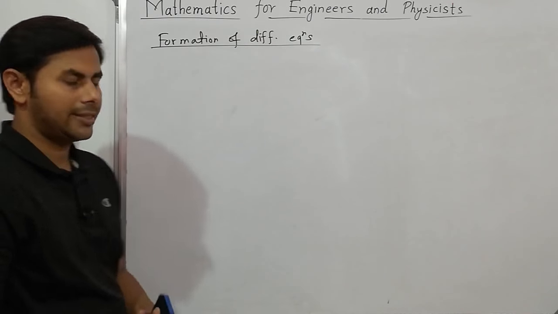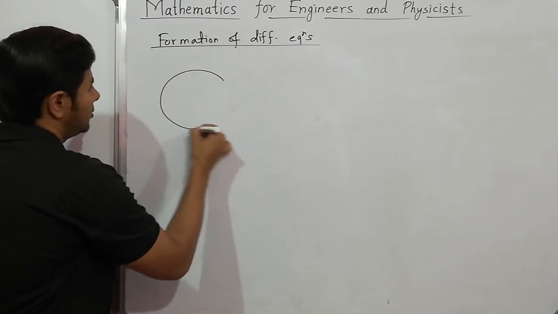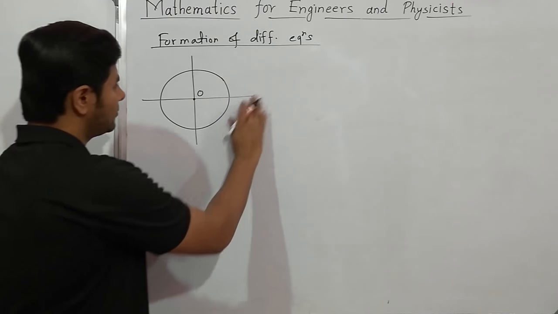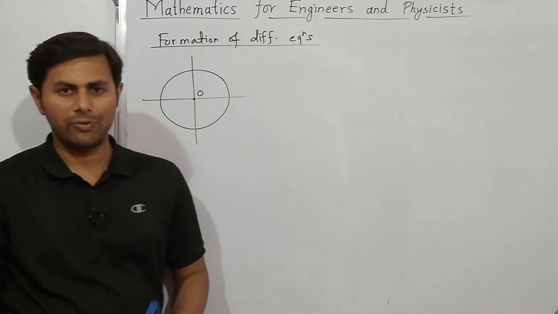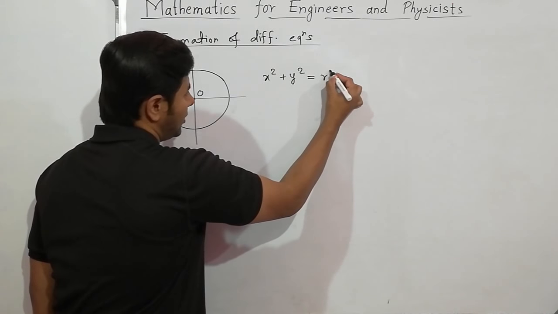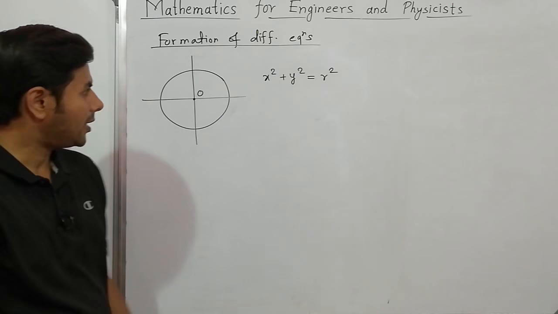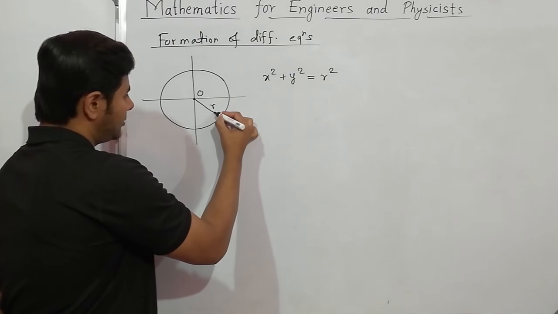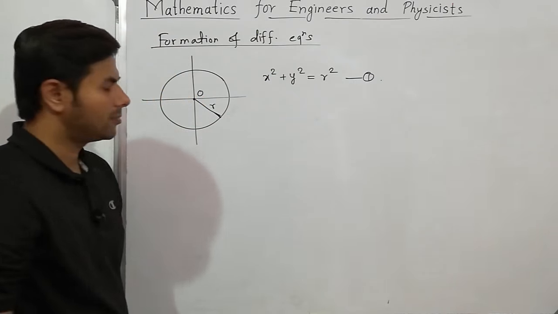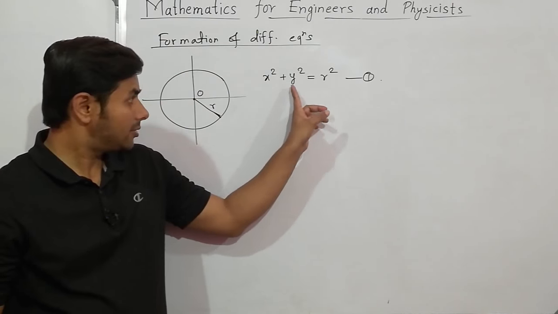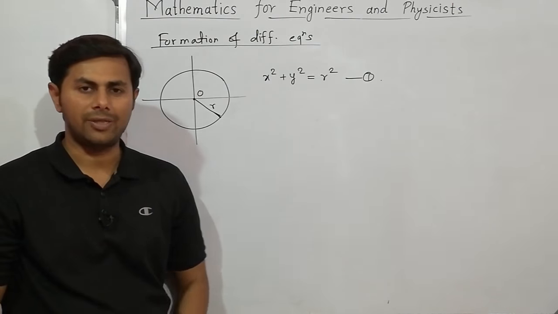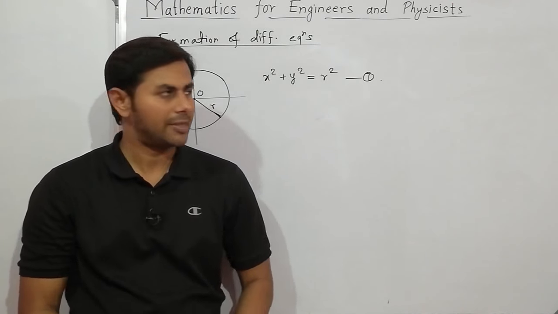So let's take an example. So suppose we have this circle, it is centered at origin, and we know equation of such circles is given by x square plus y square equals to r square, where r is the radius. So this is radius of the circle. Let's call it equation 1. Now we will treat this y as dependent variable and x as independent variable. So let's differentiate this with respect to x.